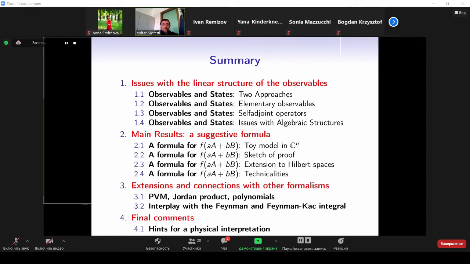In the first part, I will discuss the so-called linear structure of observables in quantum physics. In the second part, I will illustrate a solution of some problem discussed in the first part, first in a toy model and next in a general formula. And in the third part, I will discuss how to apply the result to some other problems in quantum physics. And if there is sufficient time, I also discuss some interplay with Feynman and Feynman-Kac integral formulas. And finally, I will present some conclusions regarding the physical interpretation of our formula. Okay.